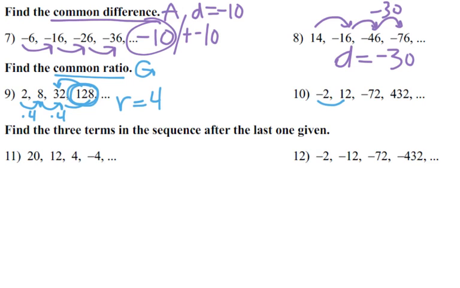Okay, -2 to 12, 12 to -72, -72 to 432. If you weren't sure, you could go 432 divided by -72, and you get -6. Does that follow the pattern? It does. So R equals -6. That's our common ratio. Okay, now finding the next 3 terms, we just figure out the pattern, and then we do it for 3 more terms, right?